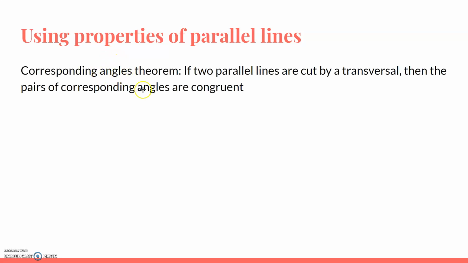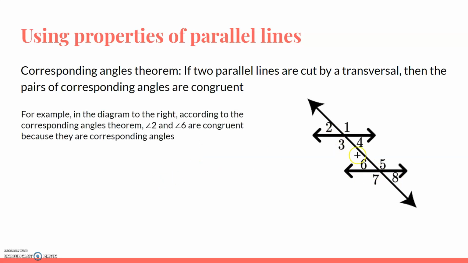Alright, so the corresponding angles theorem. If two parallel lines are cut by a transversal, then the pairs of corresponding angles are congruent. So according to this theorem, angles 2 and 6, angles 1 and 5, angles 3 and 7, and angles 4 and 8 are all congruent.